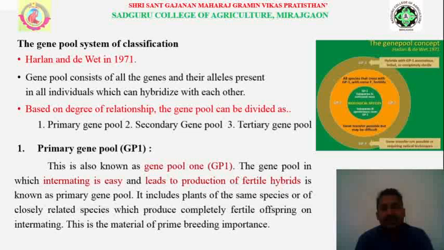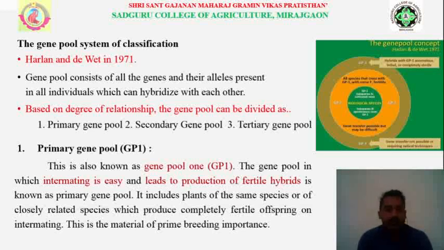So the gene pool consists of all the genes and their alleles present in all individuals which can hybridize with each other. Obviously this classification is directly based on the degree of hybridization or possibilities of hybridization. Based on the degrees of relationship, it is classified as primary gene pool, secondary gene pool and tertiary gene pool. The first one is the primary gene pool. It is also known as gene pool 1, that is GP1.